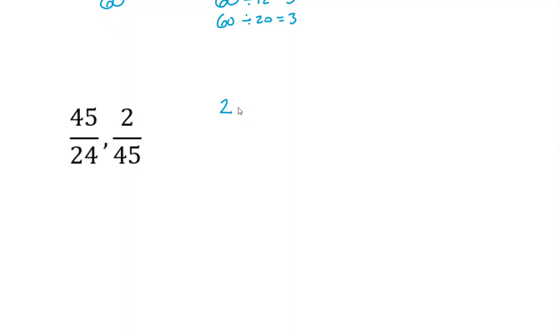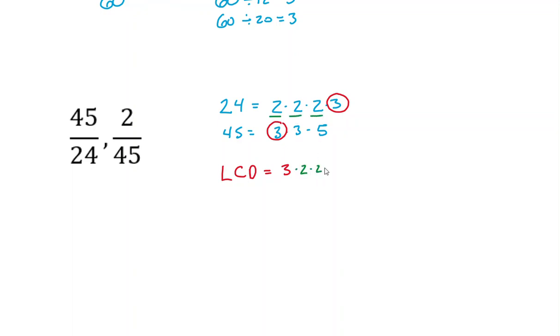Okay, let's do one here, 24 and 45. 24 is 2 times 12, which is 2 times 6, which is 2 times 3. 45 is, well, let's see, that's 9 times 5, so that's 3 times 3 times 5. And notice the only thing they have in common is a single 3, right? 45 has 2 3's in it. 24 only has 1 3 in it. So the LCD is going to have that 3, and then it's going to have 2 times 2 times 2, and then the 3 times 5, and that will be it.